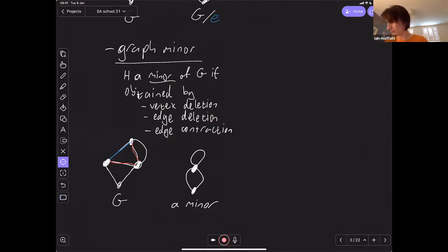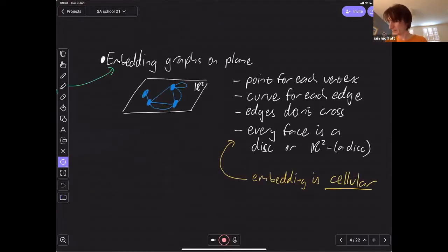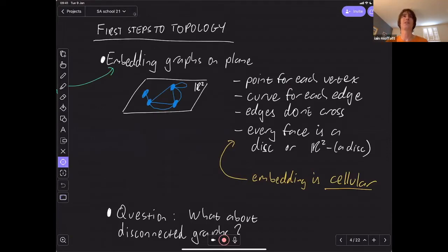So let's keep going with these standard concepts you'd meet in your first course in graph theory. Okay, so we want to talk about topological graph theory. I know I'm going to have to deal with topology in some way, and the very first step of the origins of this is just about drawing graphs in the plane, or more accurately, embedding them in the plane.